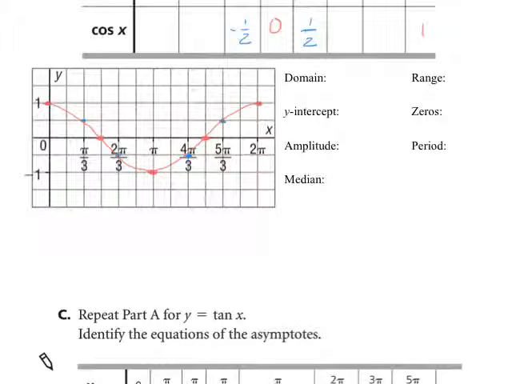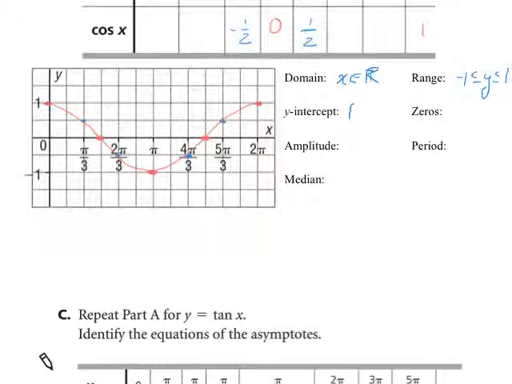We were only asked to sketch the graph over the domain from 0 to 2 pi, but if we weren't given that restriction, then again we'd have x could be an element of any real number. Our range, -1 is our minimum, and 1 is our maximum. Our y-intercept is now at 1, so that's different from the graph of y equals sine x.